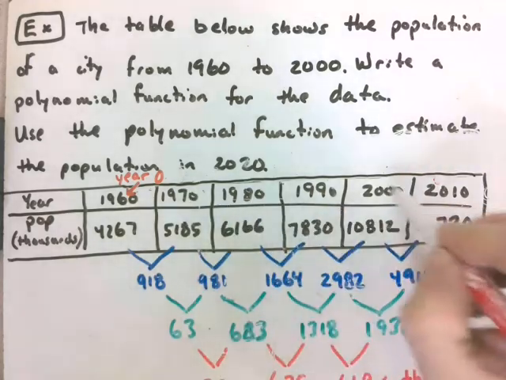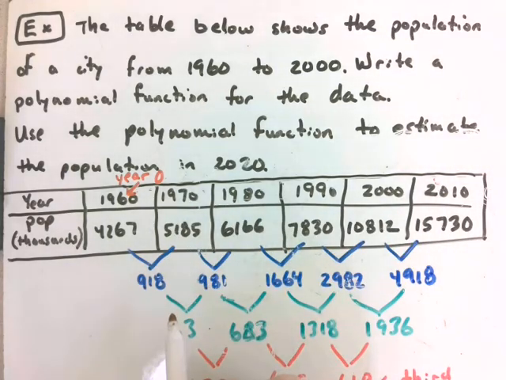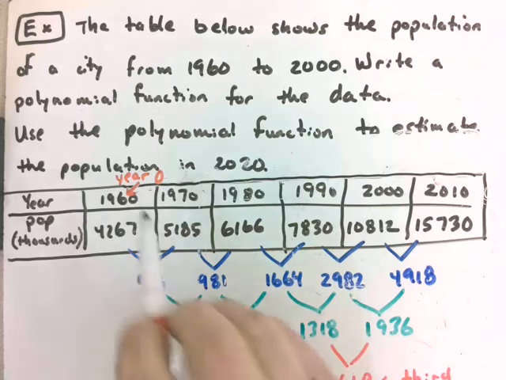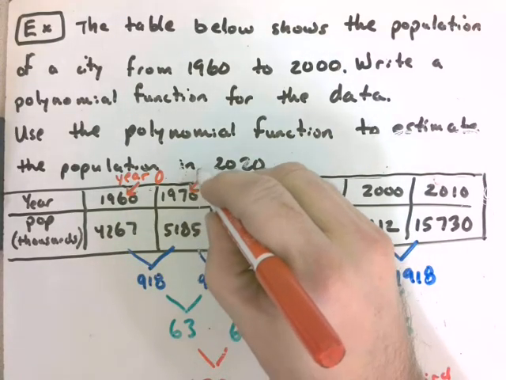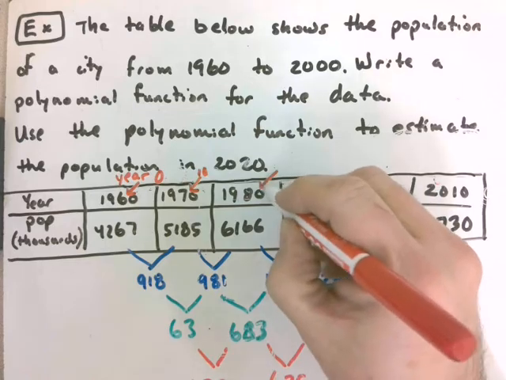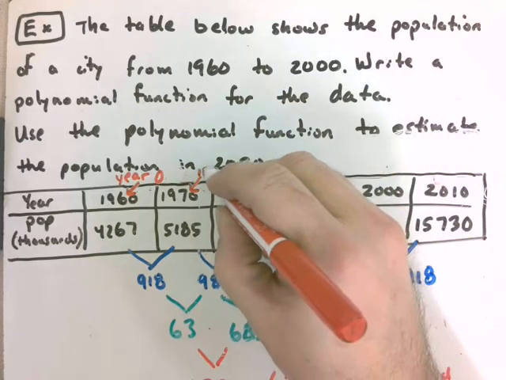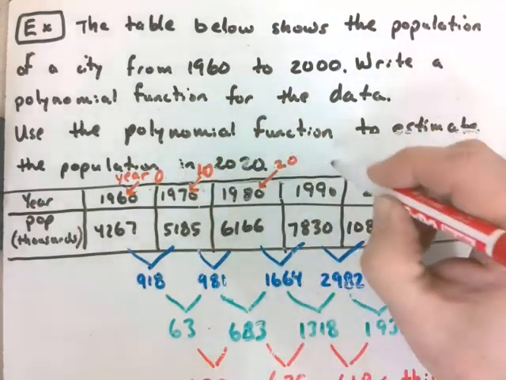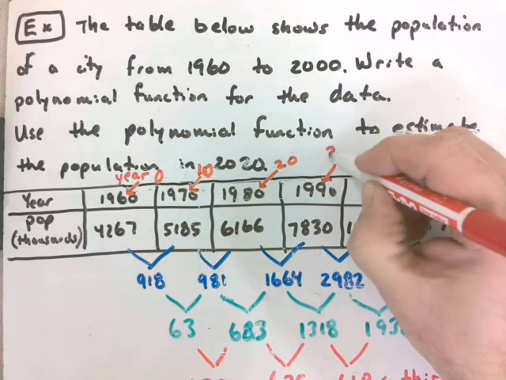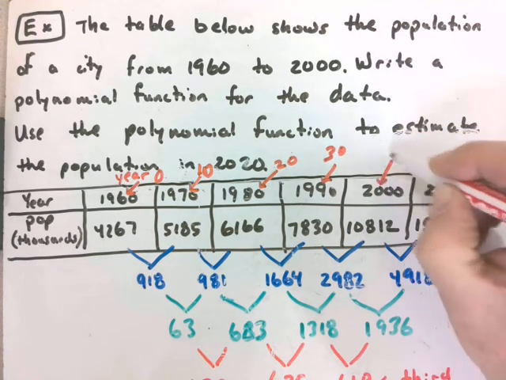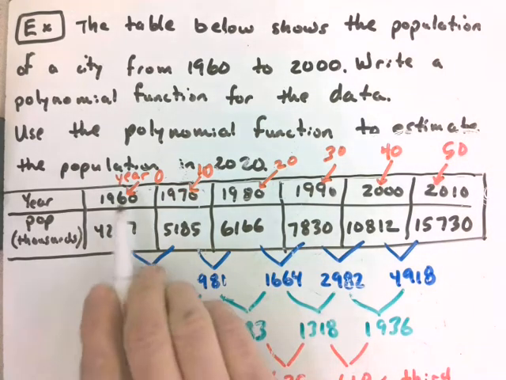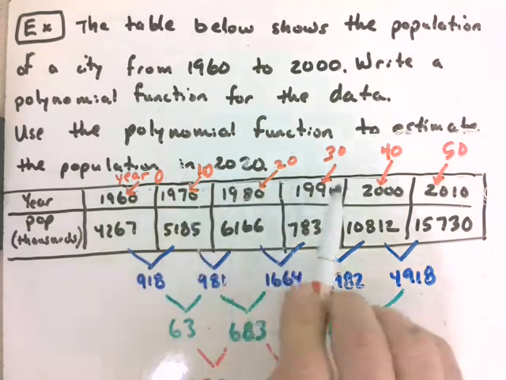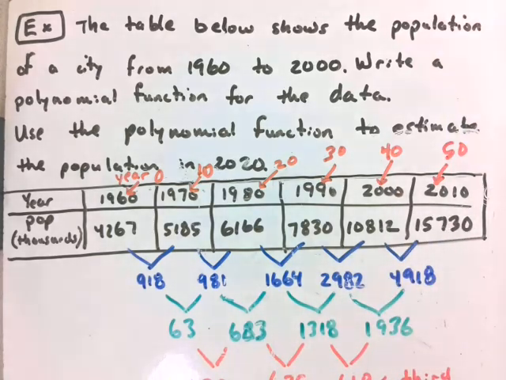And then each one of the years after this is going to be the number of years after 1960, because we're basically starting our stopwatch at 1960. 1970, that's 10 years later. 1980, that's 20 years later. And so on. So when we get these typed into our calculator and we're making our XY table, we're going to be using 0, 10, 20, 30, 40, and 50 for the year.